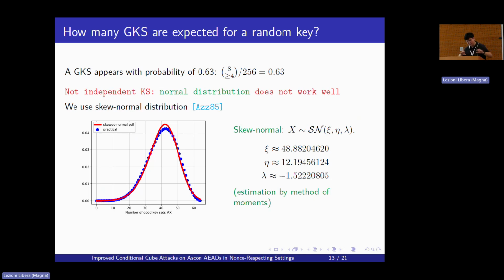But because all the k sets are not independent, we cannot do this directly. We find that a normal distribution does not work well here, so we use a new distribution called a skew normal distribution. It is very much like a normal distribution, but it has a skew.